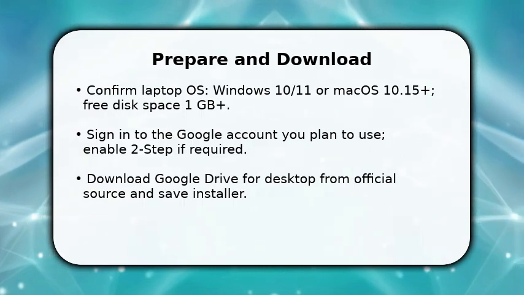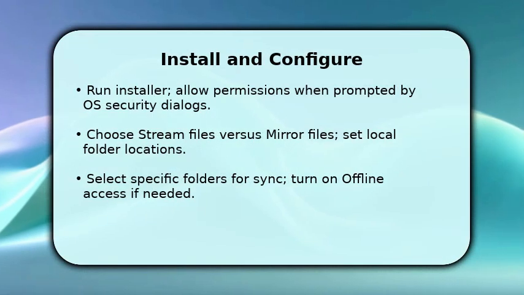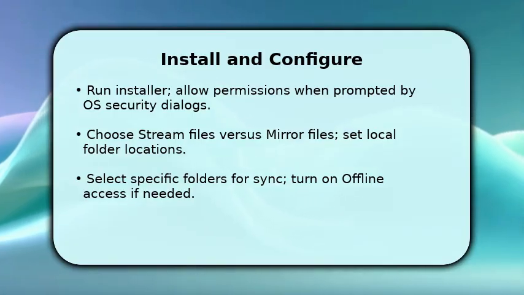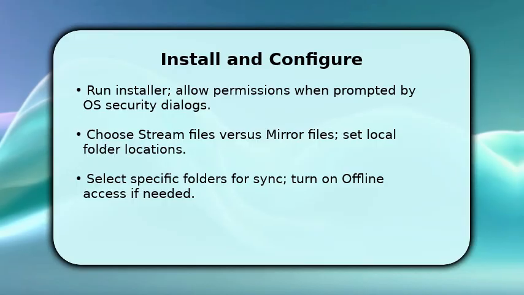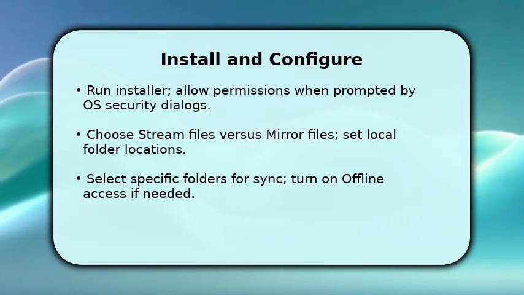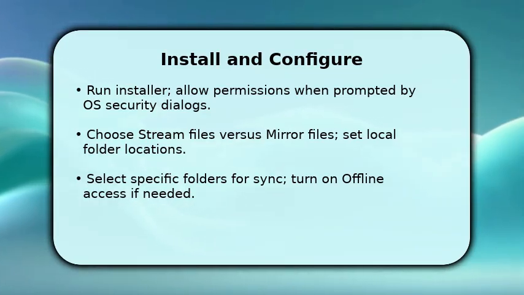for a faster setup. You run the installer and accept OS security prompts so Drive can create the virtual drive and sync engine. Then choose between stream files, which saves local space by on-demand access, or mirror files, which keeps local copies for offline work. This choice affects disk usage and speed.